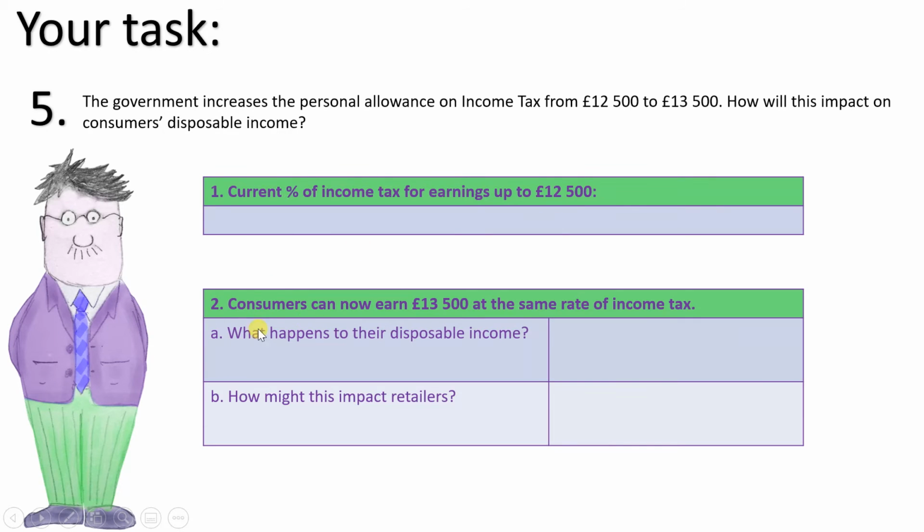Second part, the second table. Consumers can now earn £13,500 at the same rate of income tax. So they can now earn more money and be charged the same percentage rate for income tax. What happens to their disposable income? What happens to the amount of income they have once they've paid all their bills? Do they have more or less money?